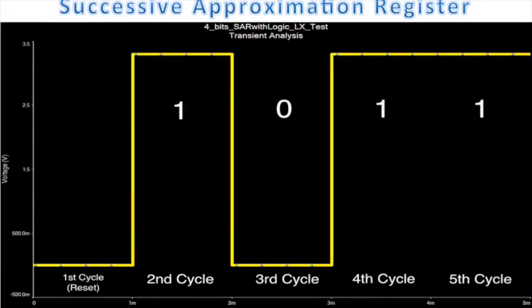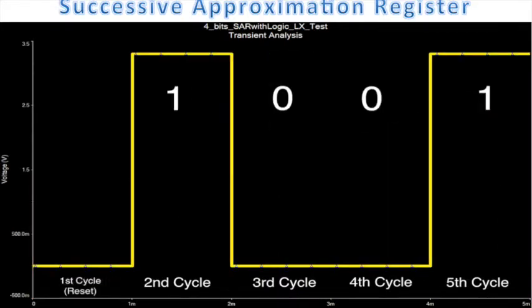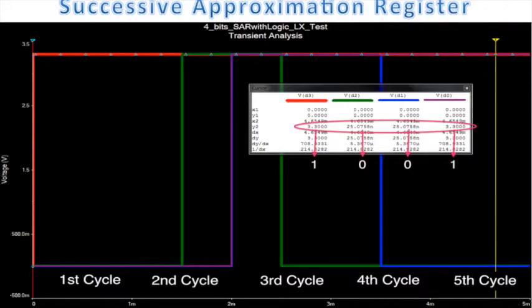For the testing, I put the data 1011 one by one to the SAR and check the output of the SAR. We know that the data will be complete at the 5th cycle, so we move the cursor to the 5th cycle and read the data. It is 1011 for all the bits at one time, which is good. For another input, 1001, the SAR gives us 1001 at the 5th cycle.